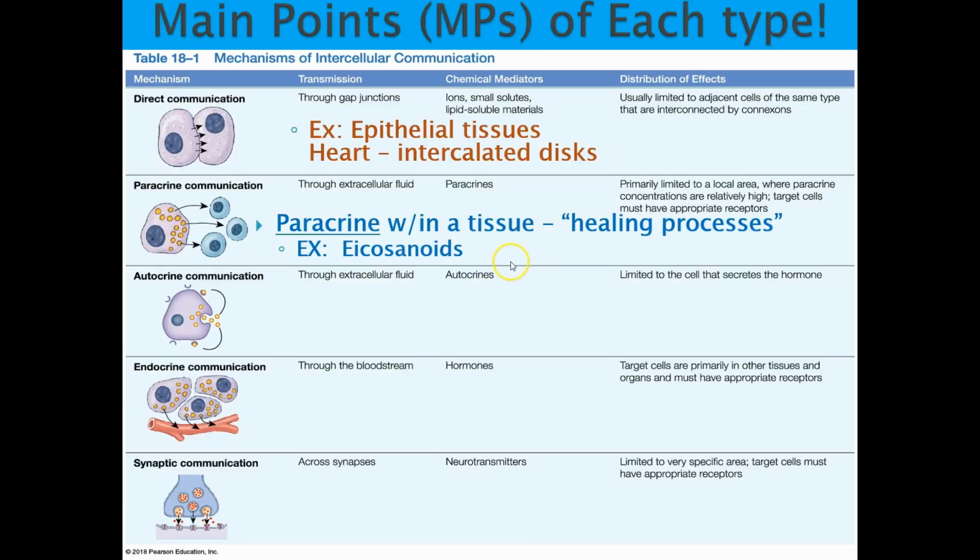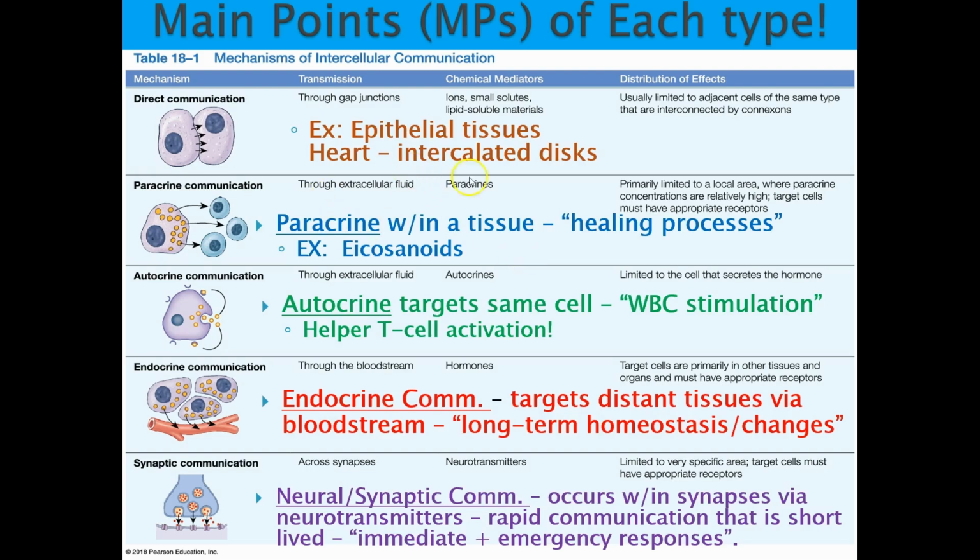Then we move on to this. As I said, this is pretty much definitions and should be really basic. You should know and relate it to, like, direct communication is the heart. Those intercalated discs are literally going to allow calcium to move through the heart and coordinate the heart contraction, which we'll be talking about in the second unit coming up.